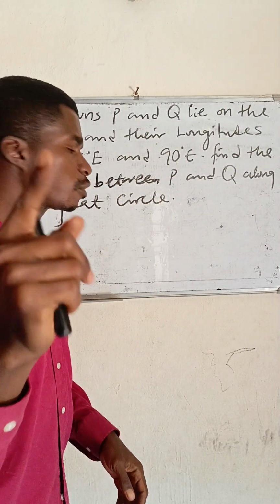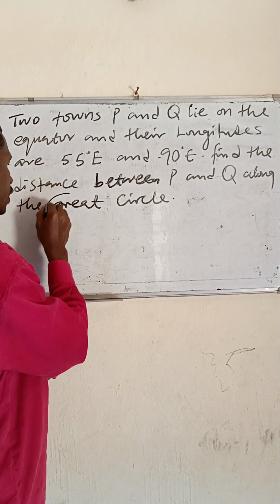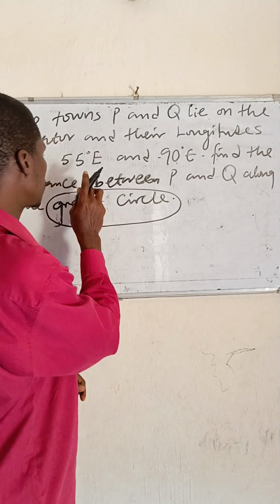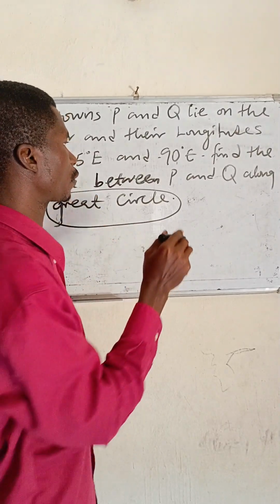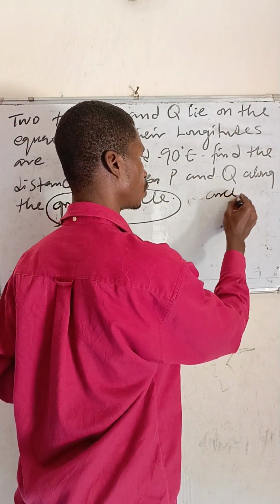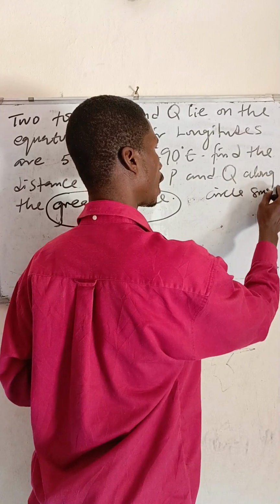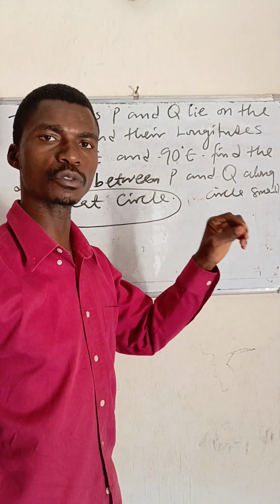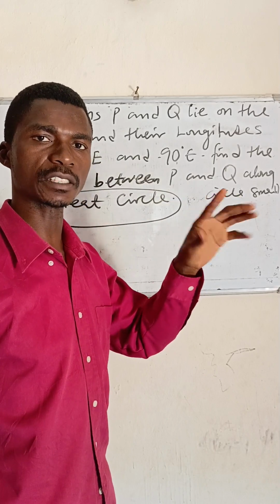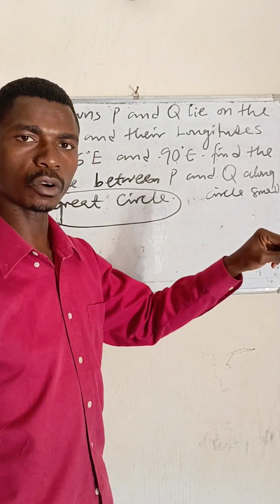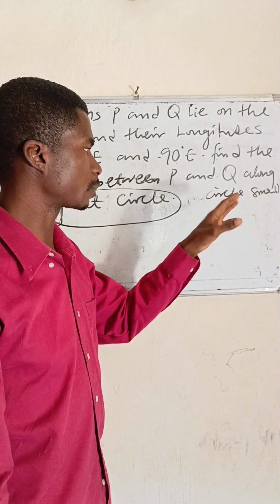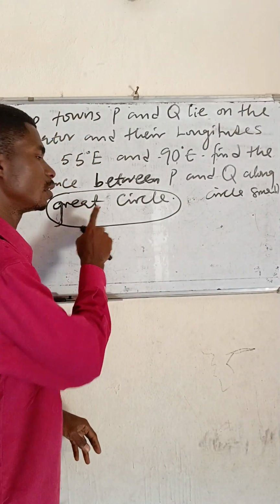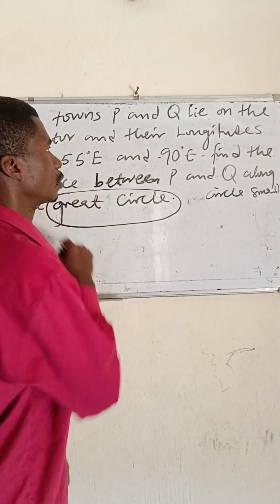What you will note here is this great circle. Anytime you see great circle, take note of that. The way you solve it is different from the way you solve when you see small circle. Another phrase the external exam uses for small circle, to confuse students, is "along parallel of latitude." If you see along parallel of latitude, just know that they are talking about small circle. But since we are dealing with great circle, let me show you how to solve this.